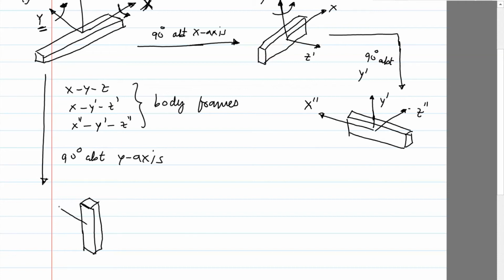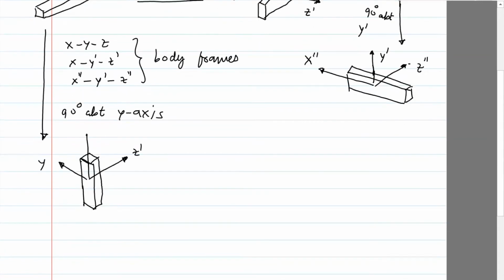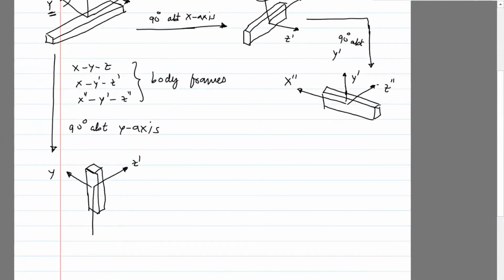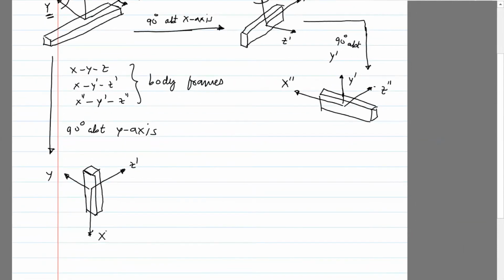Okay, so the y will be unchanged. So that's where it will be. The z is going to stick to the right side, so z prime. And then x, I think it'll be down. My bad. It will be pointing downwards. So that's x prime. So 90 degrees about the y-axis.